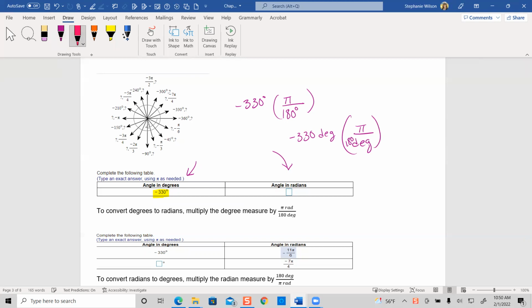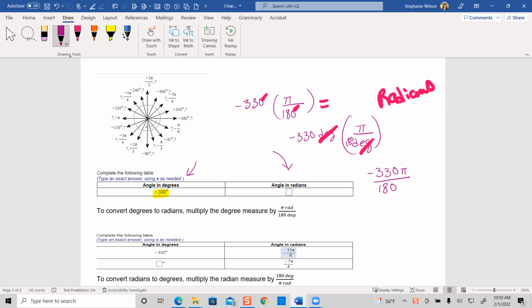When I do that, what happens? The degree reduces, and it leaves me with pi on top. So that's what we wanted. We wanted it in radians, right? That was the whole point. So now I'm going to say negative 330 times pi gives me negative 330 pi all over 180. And when I divide this out, I find my number that will reduce with them both.